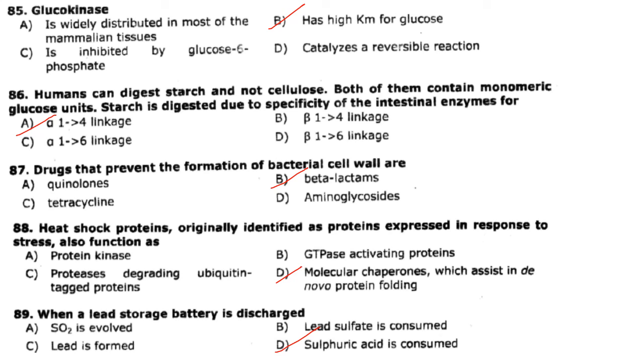Then next one. Drugs that prevent the formation of bacterial cell walls are beta-lactams. Answer is option B. Heat shock proteins, originally identified as proteins expressed in response to stress, also function as molecular chaperones which assist in de novo protein folding. Answer is option D. Then, when a lead storage battery is discharged, sulfuric acid is consumed. Answer is option D.